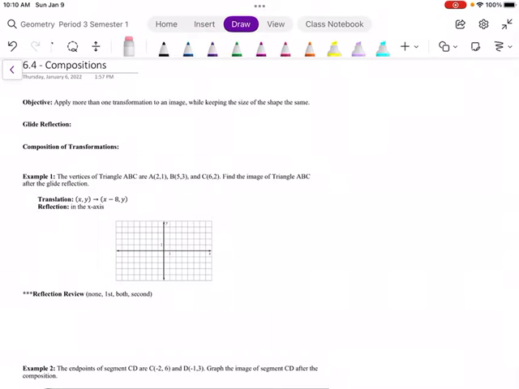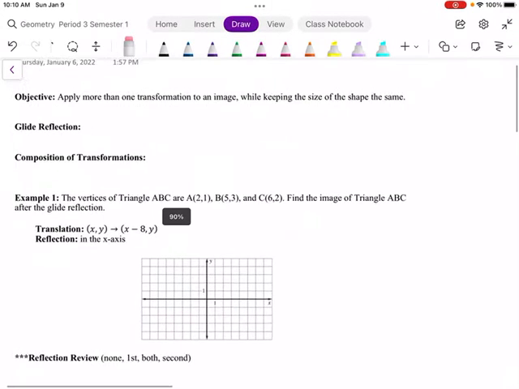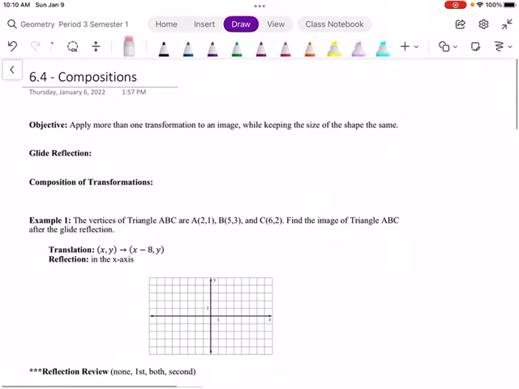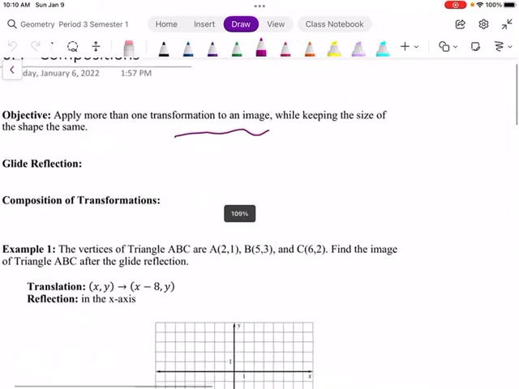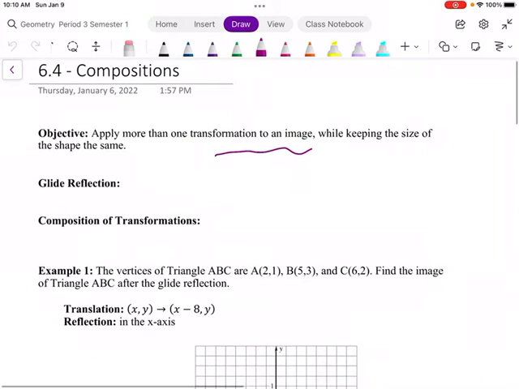Section 6.4 is on compositions, and compositions are when we apply more than one transformation to an image. So it's like you're reflecting and you're translating the image. And then you are still going to be keeping the same size for the shape. That's not going to be changing.